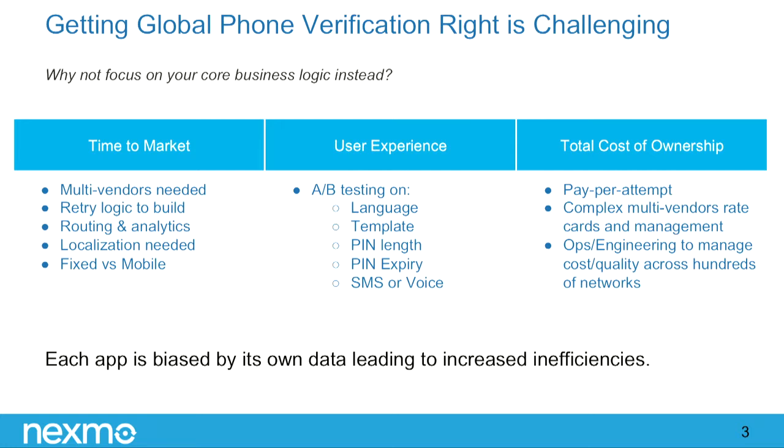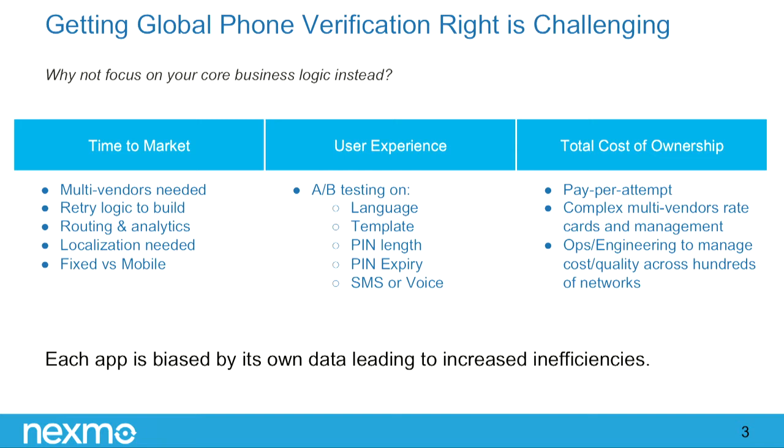So you will need to contract with multiple vendors. You will need to build your own retry logic. You will need to have a routing team to understand what is the best vendor to deliver a message in a given country. You will need to localize because people behave in a different fashion depending on the country. You will need to deal with fixed line and mobile. Maybe you want to have something that works on both, or maybe only on mobile. So the user experience is actually very key.